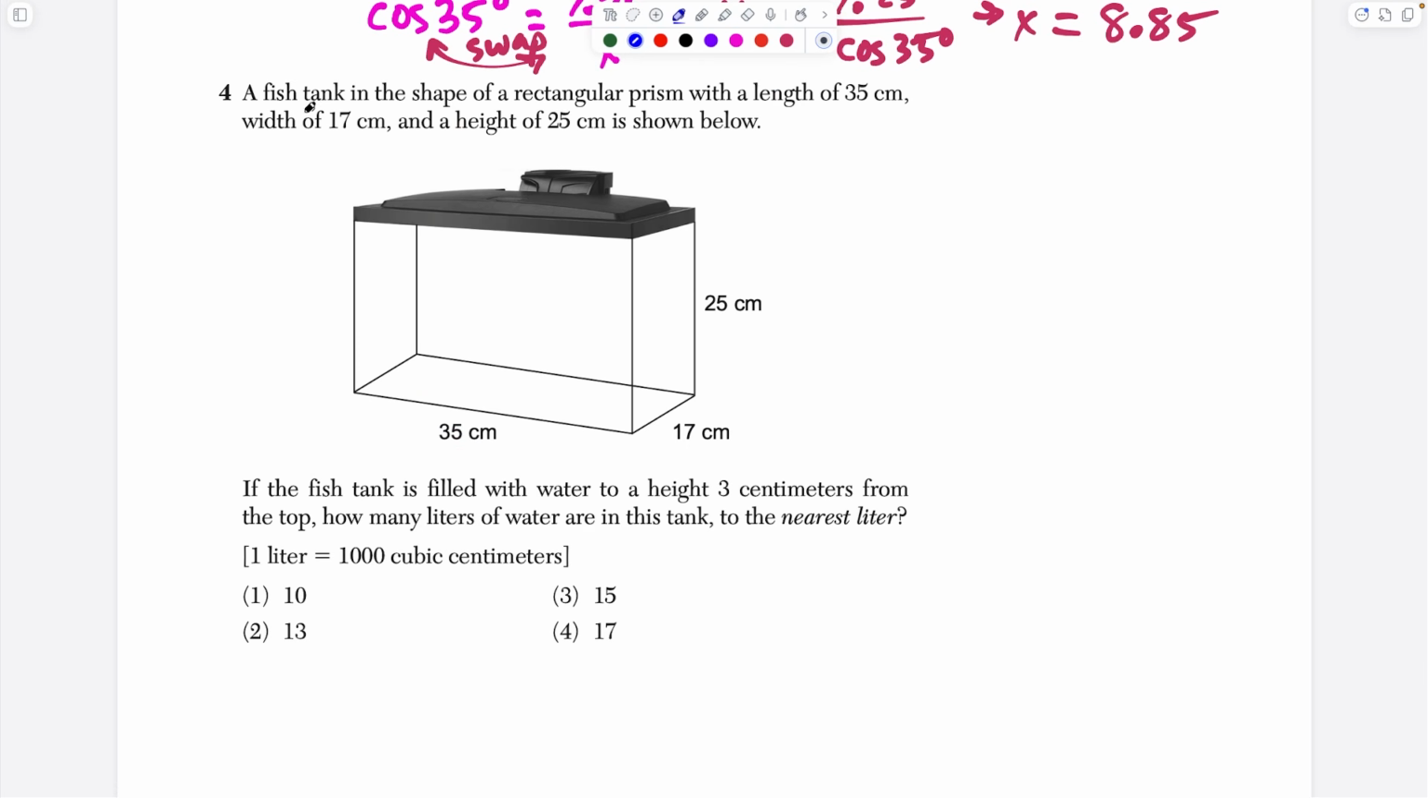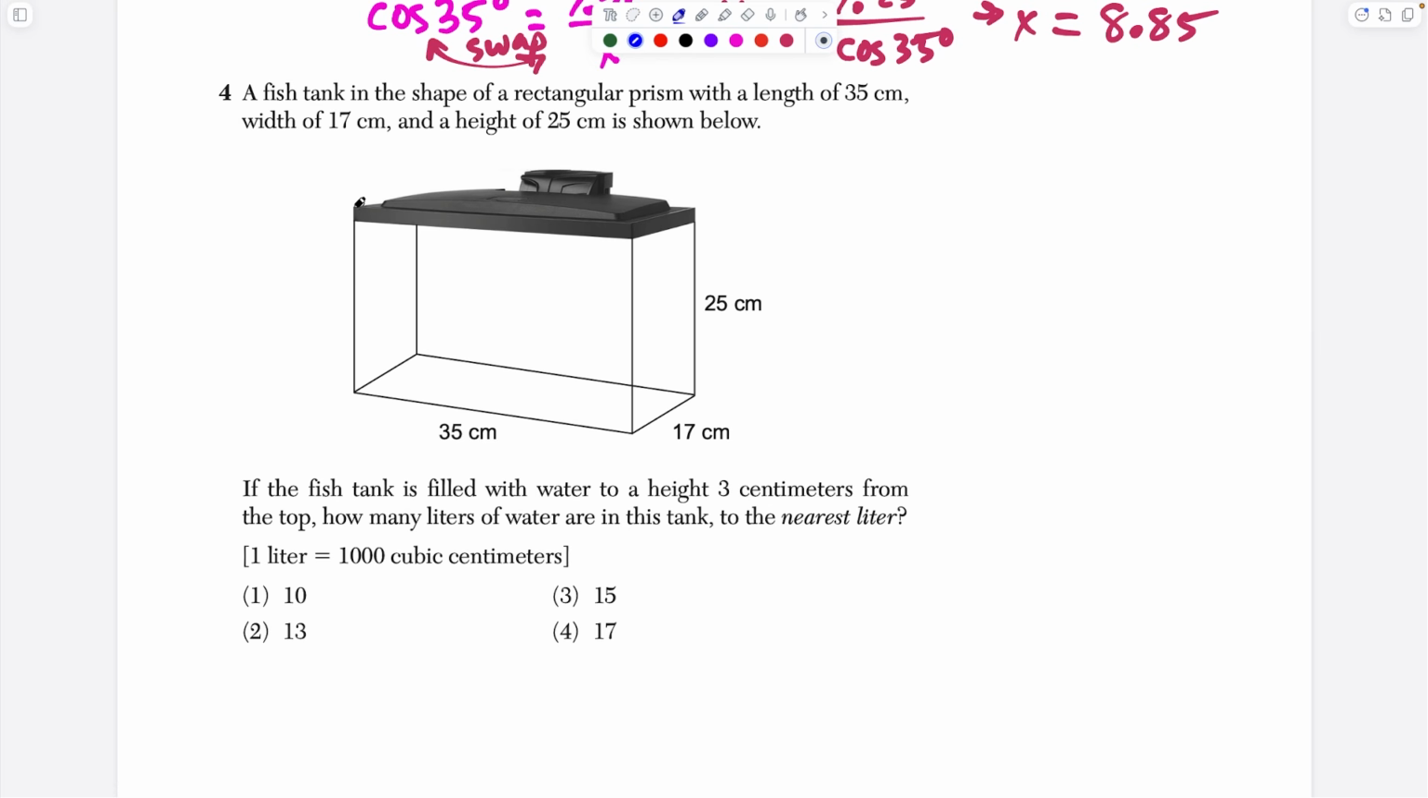Question 4, a fish tank in the shape of a rectangular prism with a length of 35 centimeters, width of 17 centimeters, and a height of 25 centimeters is shown below. So here's the fish tank. If the fish tank is filled with water to a height 3 centimeters from the top, how many liters of water are in this tank to the nearest liter? And we have here 1 liter equals 1,000 cubic centimeters.